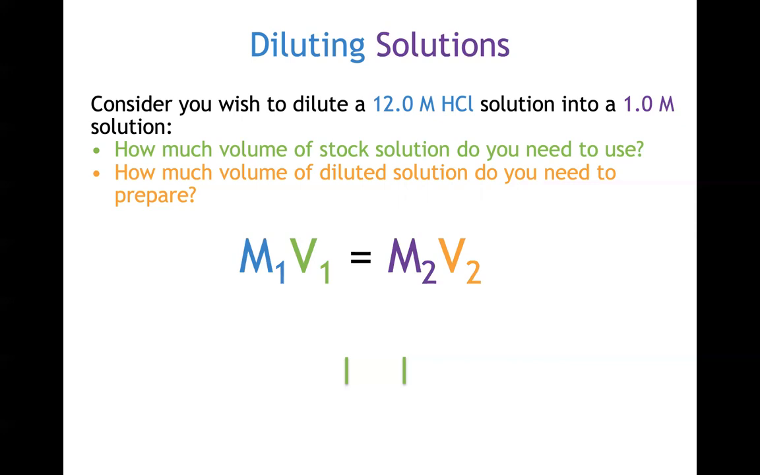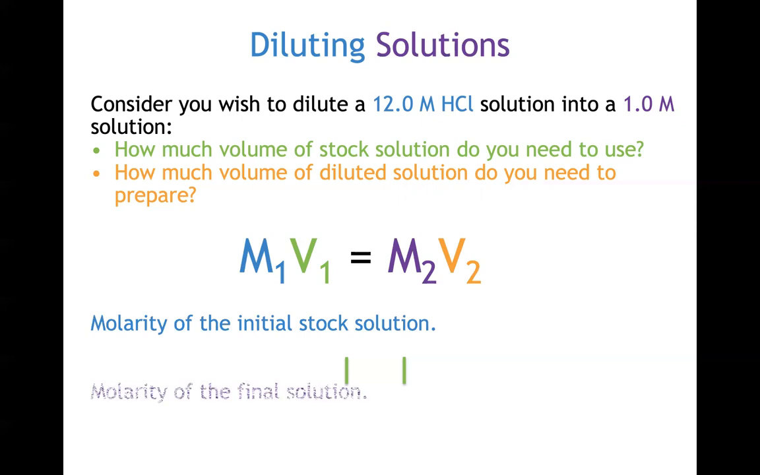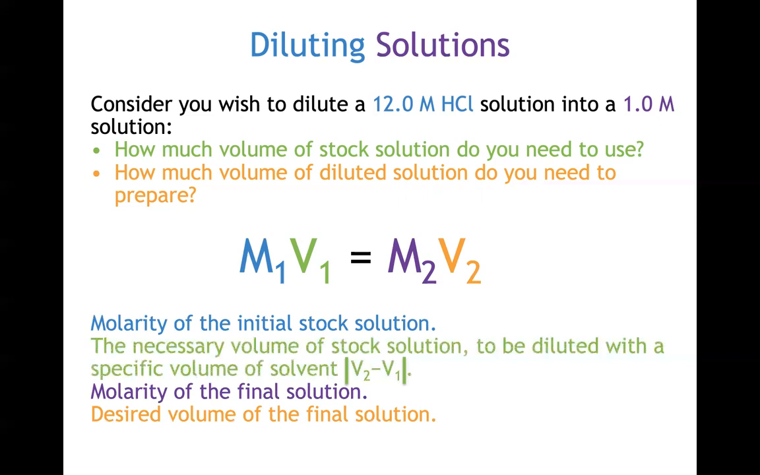And you're typically solving for one variable, right? So molarity of the initial stock solution, molarity of the final solution, the desired volume of the final solution, and the necessary volume of the stock solution, all right? So the volume of stock is typically less than the final volume. So we say we're diluting it by a specific volume. So we're using less of the initial solution, right? We won't be using the entire solution, just a small amount, and adding more of the solvent.